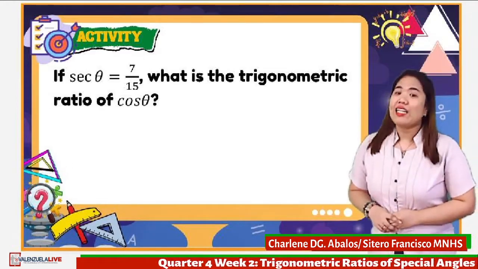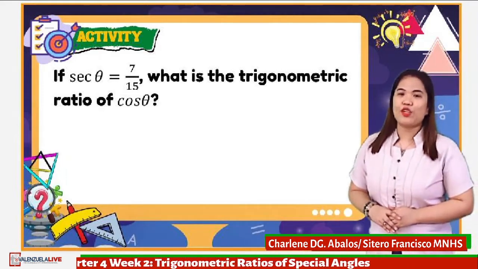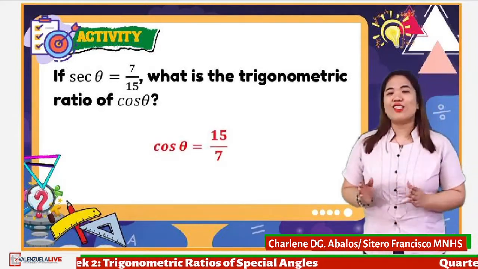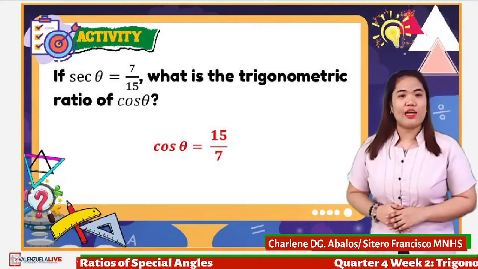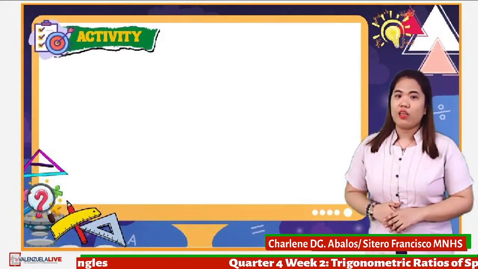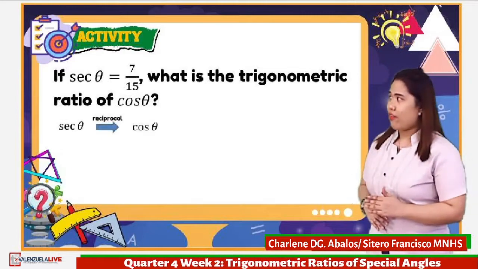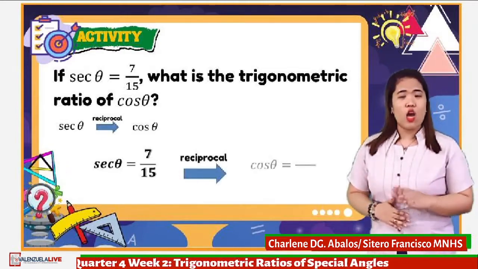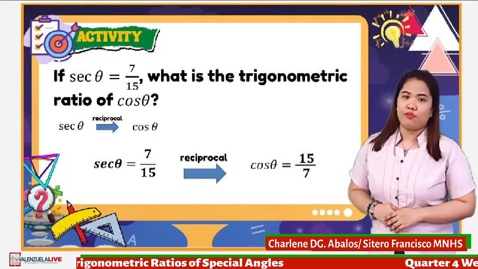Time is up. The correct answer is 15 over 7. As we discussed last time, the secant ratio is the reciprocal of the cosine ratio. Therefore, if secant theta is equal to the ratio of 7 over 15, then the cosine ratio is 15 over 7.